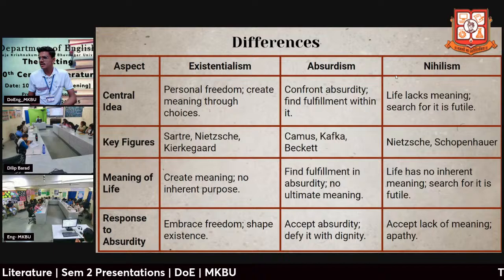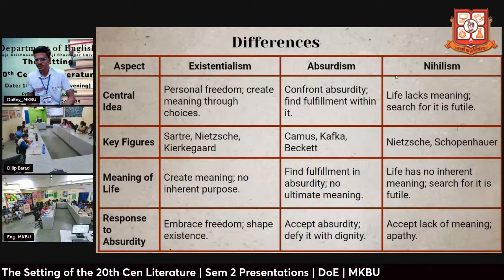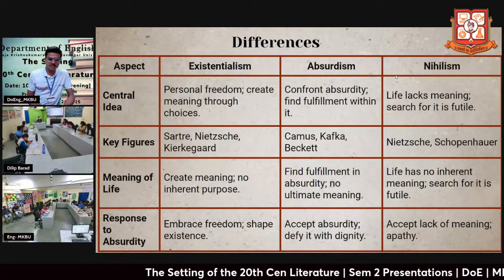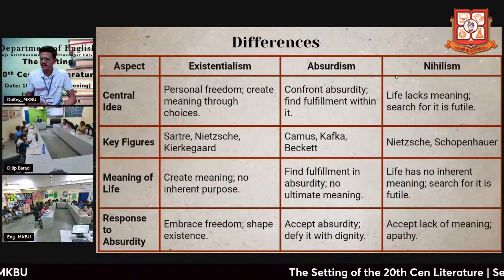Meaning of life: existentialism says we create meaning, there is no inherent purpose. Absurdism believes we find fulfillment in the absurdity, with no ultimate meaning. And in nihilism, life has no inherent meaning, and the search for it is also futile. The same we find in the different responses to absurdity. How do they respond to the absurdity? Existentialism: embrace freedom, we have to create our existence. Absurdism: accept absurdity and defy it with dignity. Nihilism: accept the lack of meaning, and apathy.